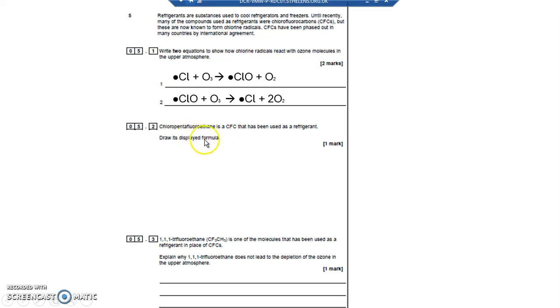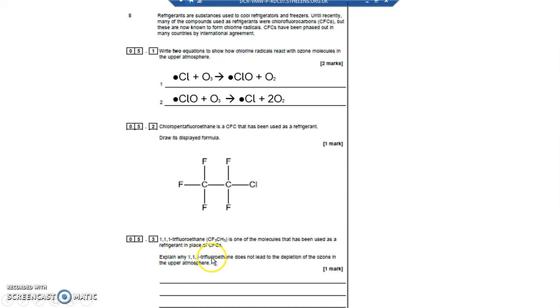Chloropentafluoroethane is a CFC. Draw its displayed formula. So what have you got? Chloro, Cl, penta is 5 fluoros. You've got 1 Cl and 5 Fs around ethane, 2 carbons. So you can draw them any way you want. It's got to be displayed, so you've got to show the bonds. It must be a displayed formula showing the bonds. 5 Fs and a Cl. They can go anywhere.